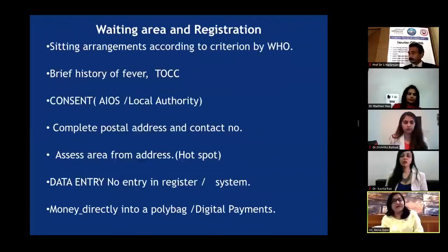Then the waiting area and registration are the most important, as the sitting arrangement in the waiting area should maintain ideal distancing criteria. In each case, you should know the history of fever, travel, occupation, cluster, or contact with any COVID suspect or COVID patient. Then case consent, which is provided by the AIOS or any local authority, with the complete postal address and contact, is taken in each case.